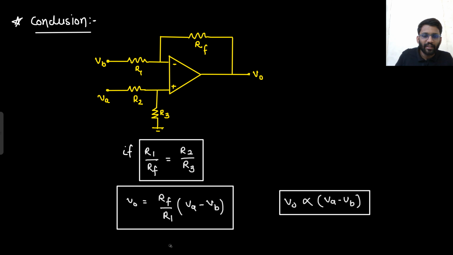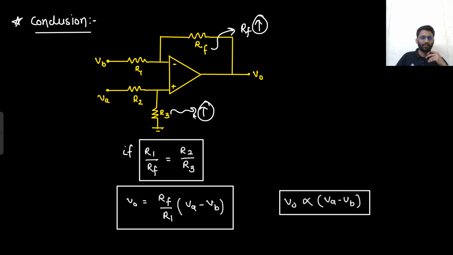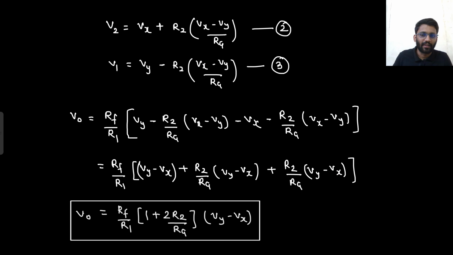Let's say my target is to increase the gain. So I will increase this RF value. If I am increasing this RF value, then certainly I have to increase the R3 value as well. Say yes or no. Because there is a condition that you need to maintain the ratio. So to increase the gain, I need to increase RF, and then I need to increase R3 as well, right? Understood? But in the case of the instrumentation amplifier, what is the scene?